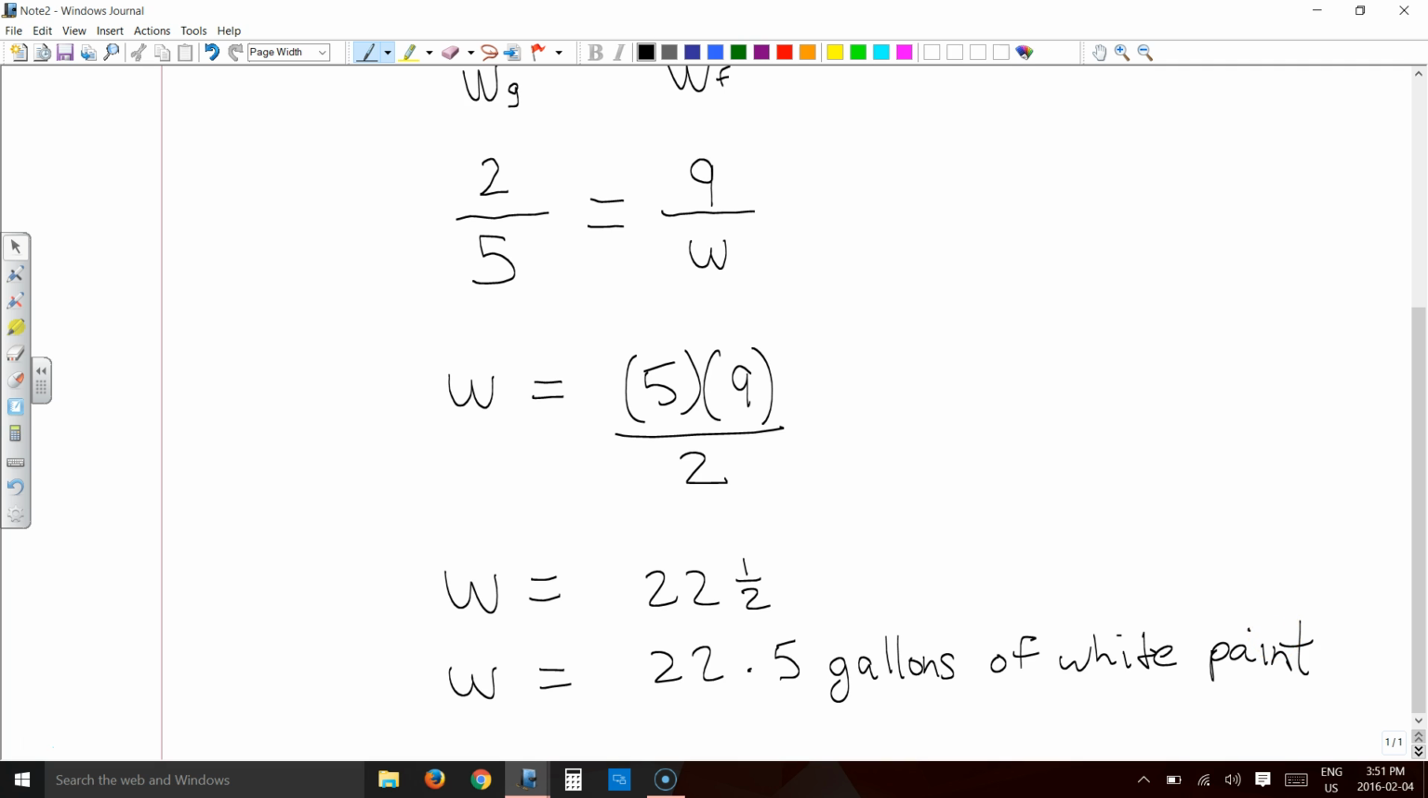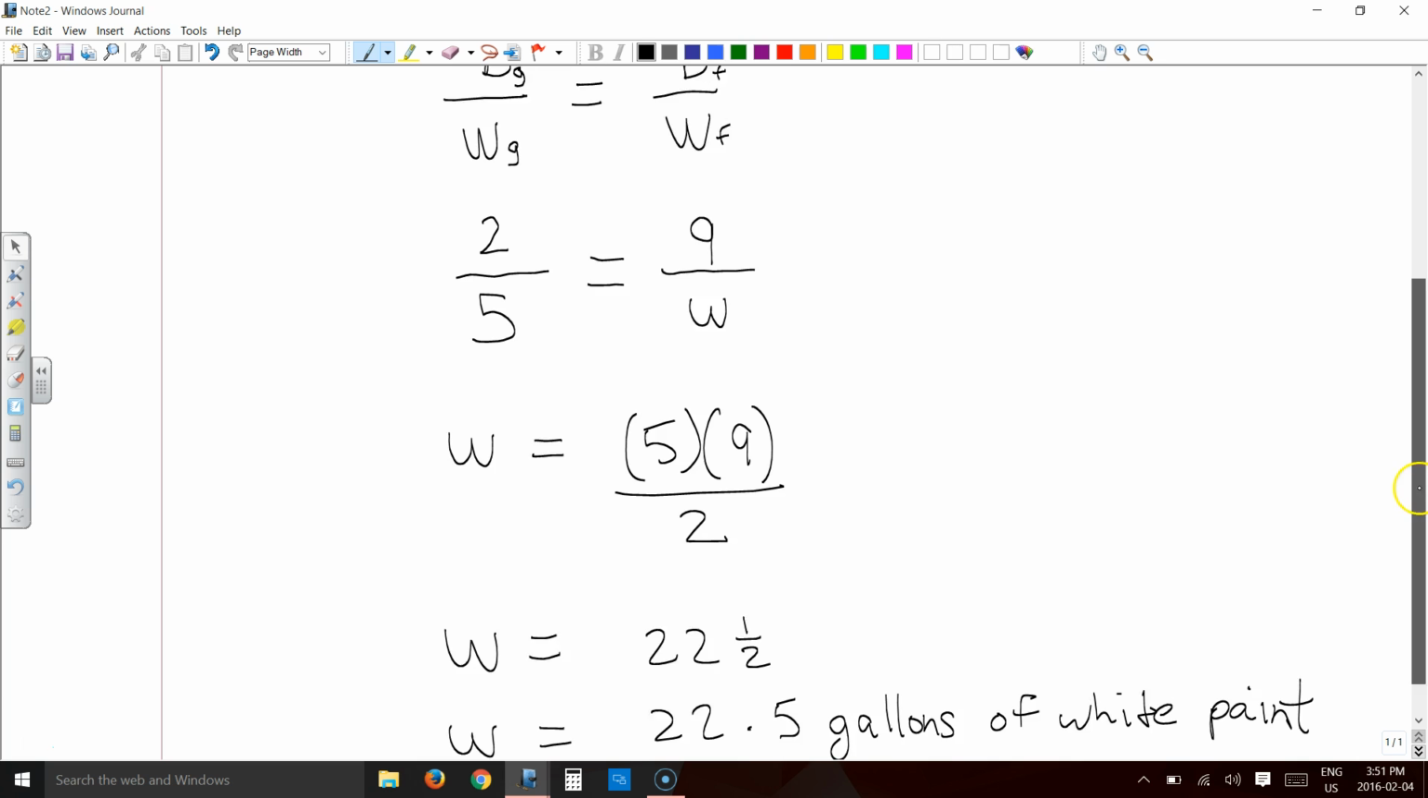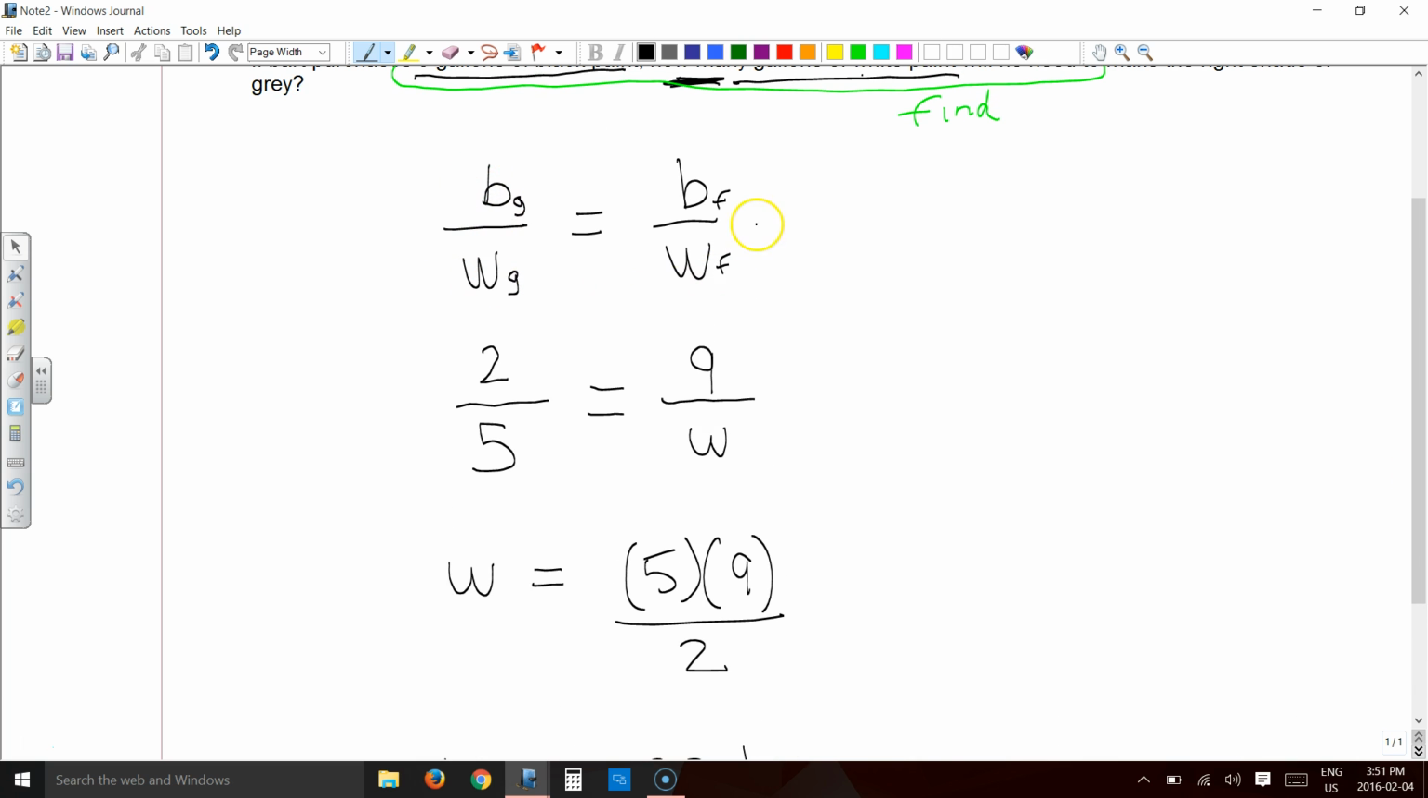Let's take a look and see if this is reasonable. Does it make sense that when we look at our original setup, black compared to white is 2 compared to 5, and in our actual painting for the house it's 9 compared to 22.5? Is 2 compared to 5 consistent with 9 compared to 22.5? The 5 is just a little bit more than double the 2, and the 22.5 is a little bit more than double the 9. That tells me that I most likely got this answer correct, that it's in proportion.